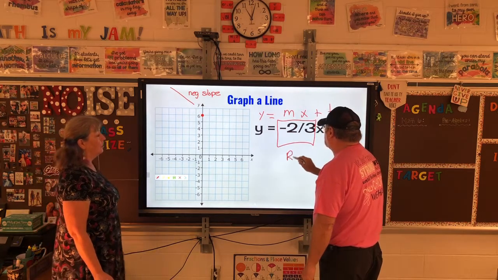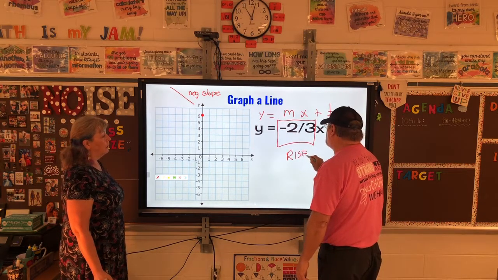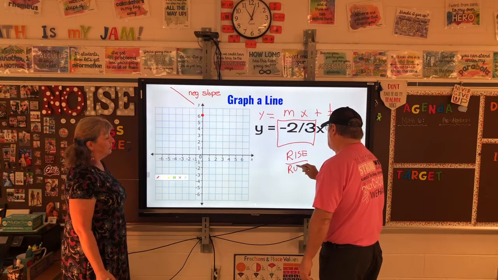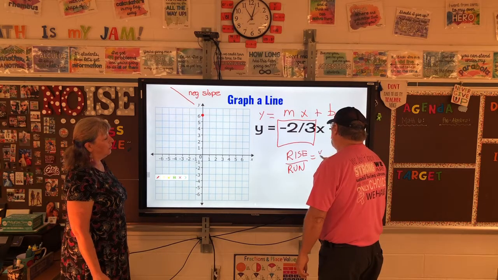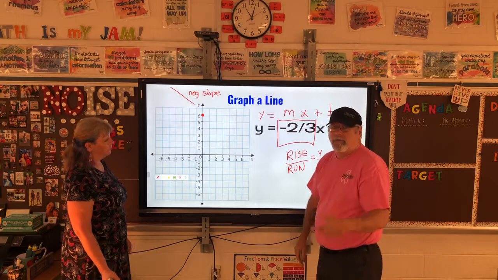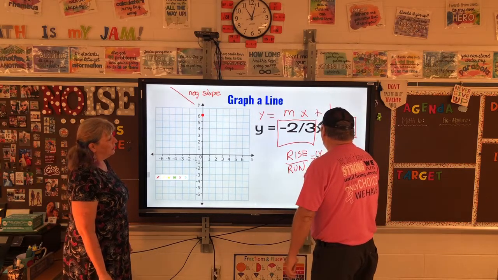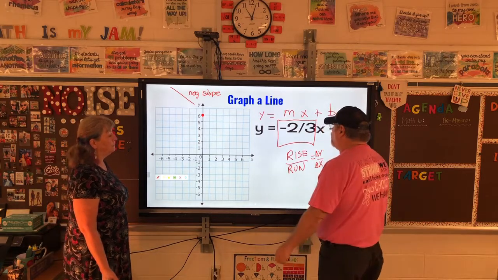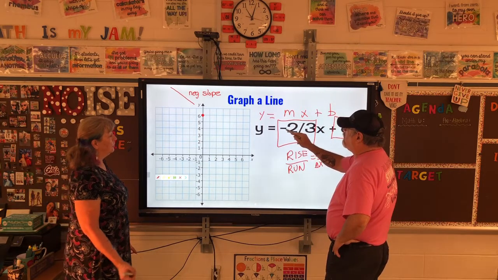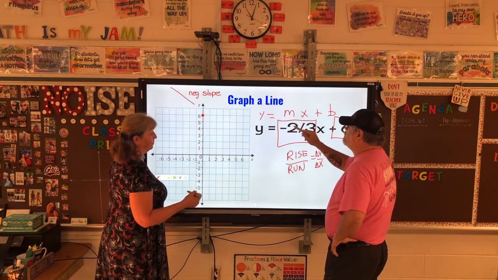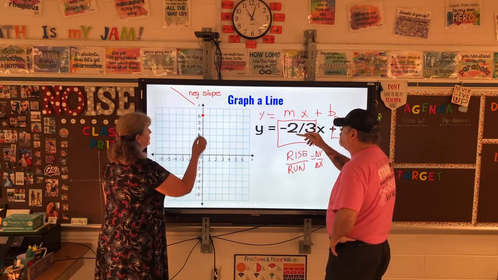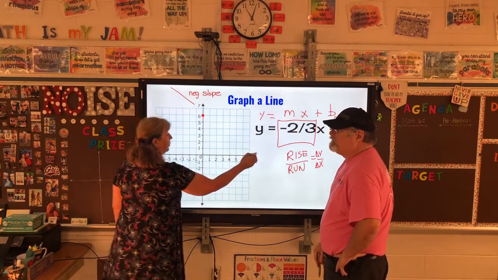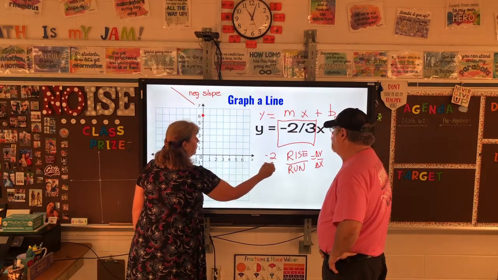And remember, I said it was really nice when you write rise over run. So that's change in y over change in x. Sometimes we use little triangles to show change in, so change in y over change in x. So we know that it goes down. It goes down 2 for every 3 that it goes over. So it's a -2 over 3.